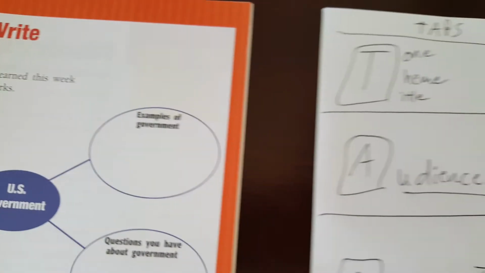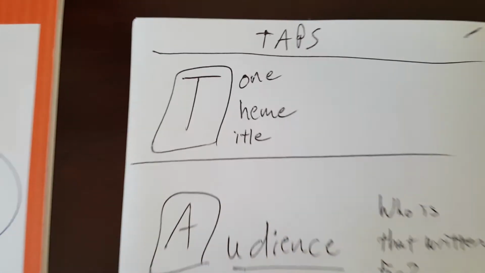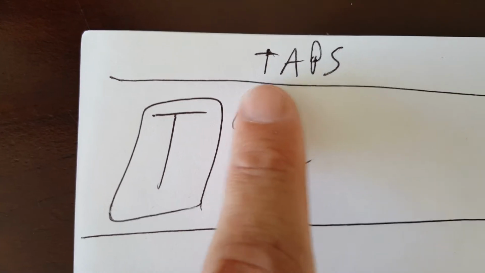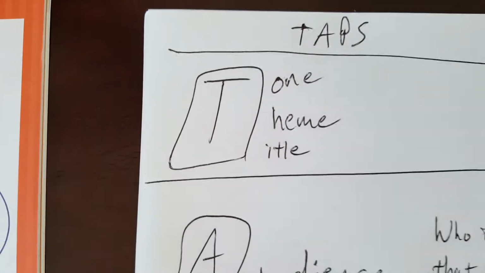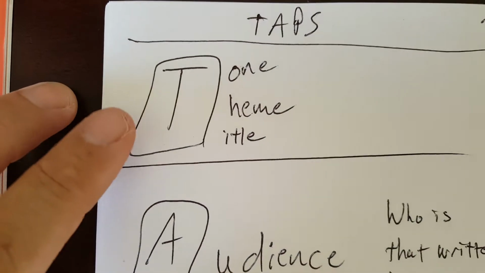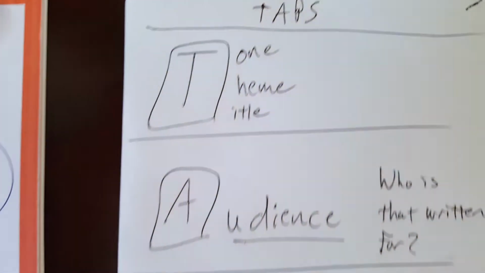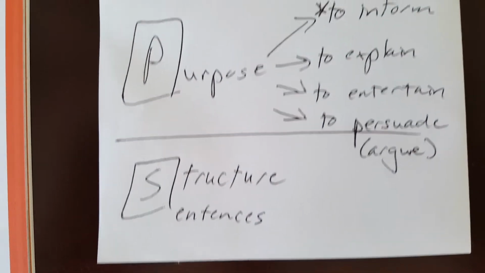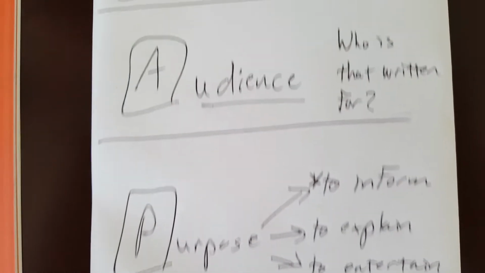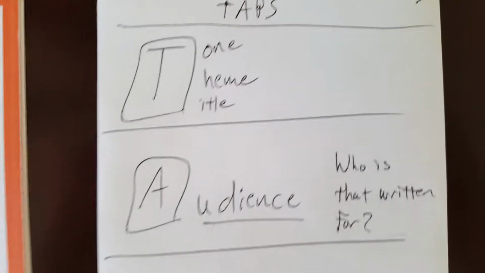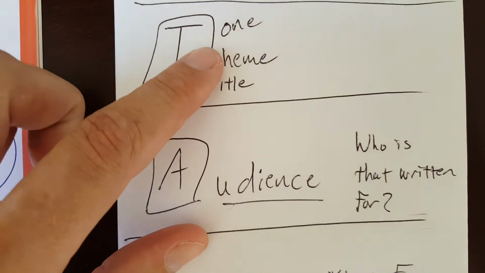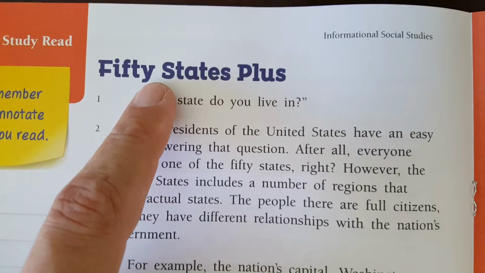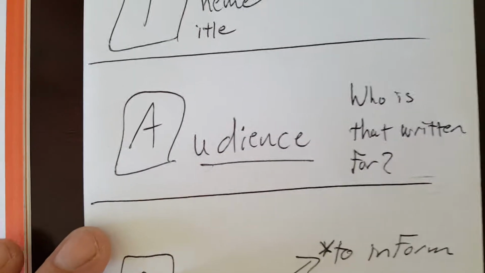Now, to help readers analyze any type of text, there's an acronym that we call TAPS, T-A-P-S. Depending on the type of reading, you will guide yourself towards the actual structure or purpose of the reading. For instance, T stands for tone, theme, or title. So the title of this informational text is 50 States Plus. Who is this written for?